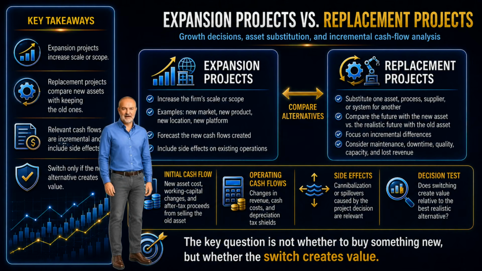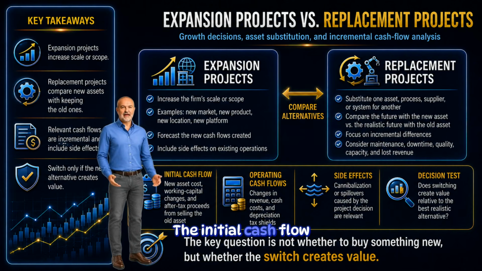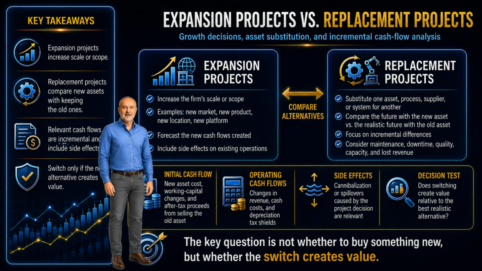This is where discipline matters. The old asset may look inexpensive because it is already owned, but keeping it may involve higher maintenance costs, lower quality, more downtime, lower capacity, or lost revenue. The initial cash flow for a replacement project may include the cost of the new asset, changes in working capital, and after-tax proceeds from selling the old asset.